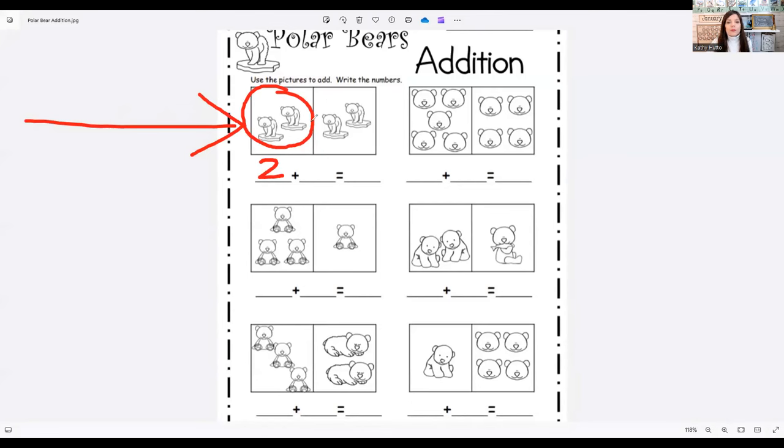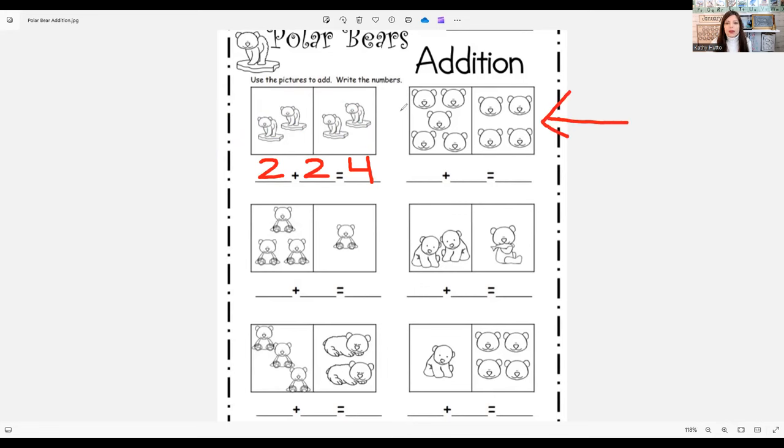Let's count how many polar bears in the second box. One, two. Let's write number two right here. But I want to know how many polar bears all together. What is two plus two? Let's count. One, two, three, four. Two plus two equals four. Adding is easy. You're just counting how many all together.